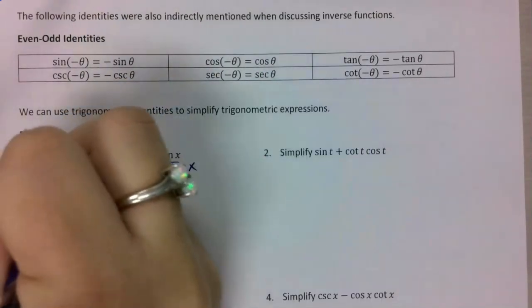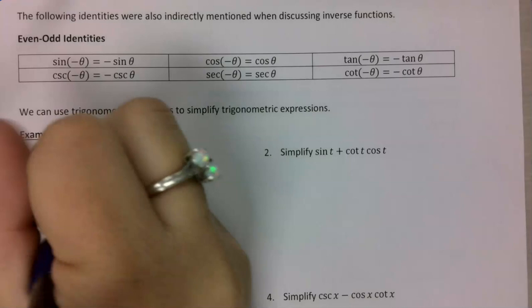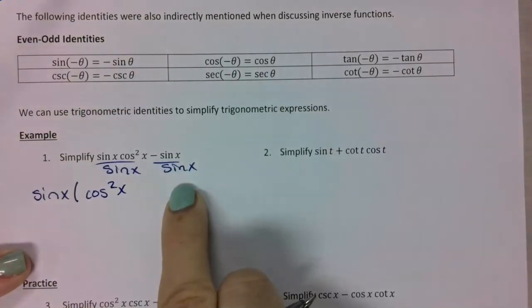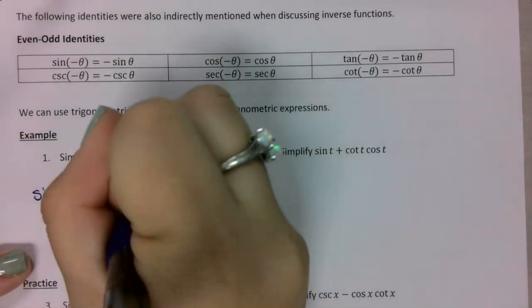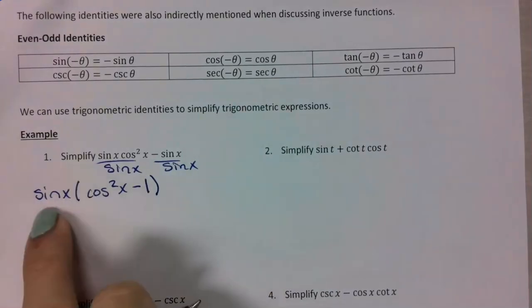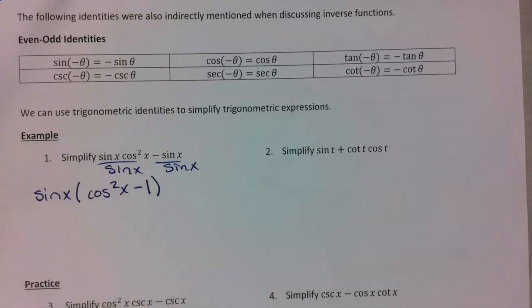So I'm going to write that out front in parentheses. What is sine x, cosine squared x divided by sine x give me? Cosine squared. And then negative sine x divided by sine x? Negative 1. So then I want to look up at the top of my page and see if there's any way I can either rewrite sine or cosine squared or 1 that would help me solve this problem.